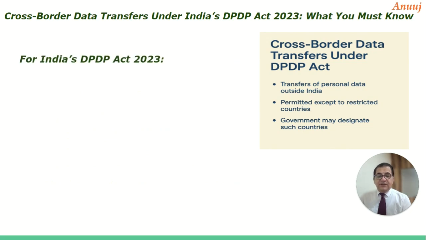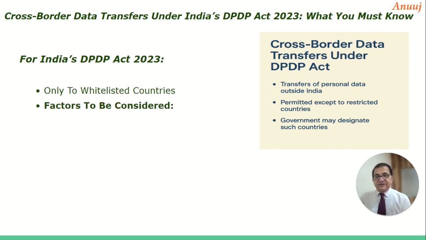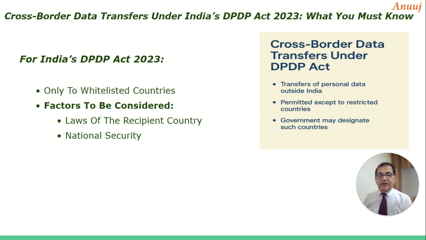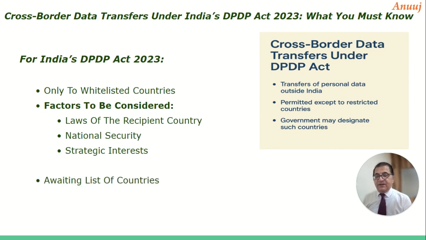Now, all the mature privacy regulators have policies around cross-border data transfer or international movement of data. The India DPDP Act is currently saying that it will allow transfers only to whitelisted countries. The factors it could consider for whitelisting countries would be the laws of the recipient country, what the applicable laws there are, what kind of national security is available in those countries, and the strategic interests involved in that country.